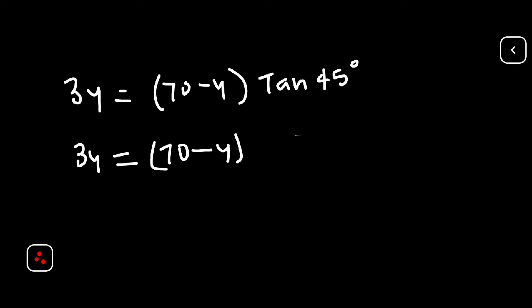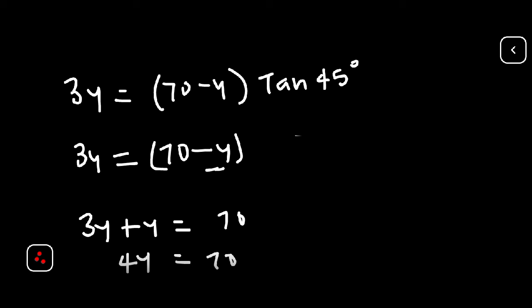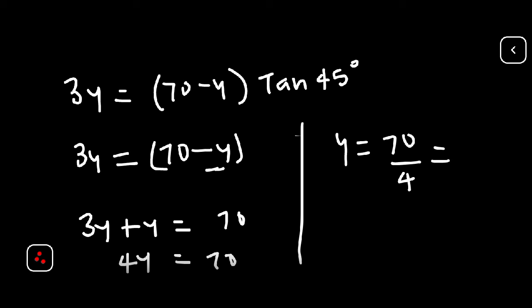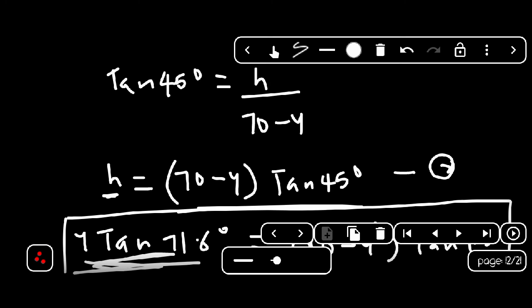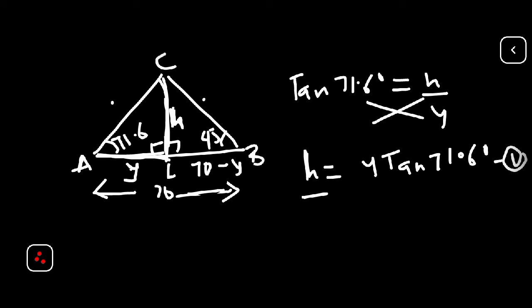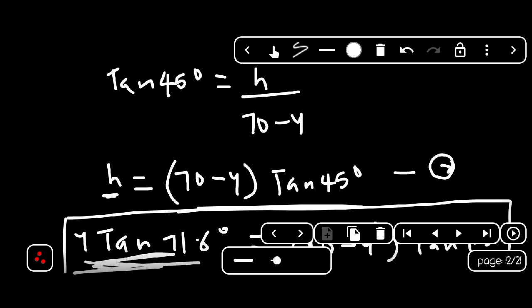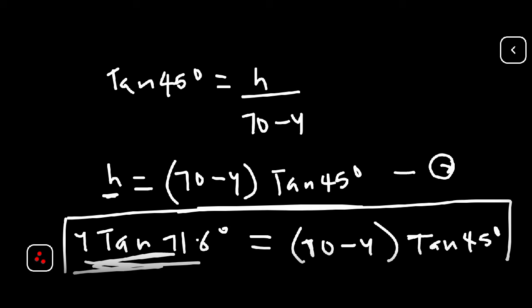Okay, so now we can solve the equation here, and we'll bring this y to this side so that we have 3y plus y equal to 70. We have 4y equal to 70, and then we know that y is equal to 70 over 4, and that is equal to 17.5 meters. Okay, so since we know what y is, now we can know what h is. And all we just need to do now that we know what y is, you see one of these equations, equation 1 and equation 2, we can just put the value of y which we know now in any of these equations, and you see we'll be able to find h.